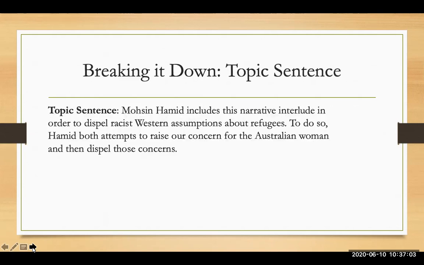So let's break this down. My topic sentence is this. Mohsin Hamid includes this narrative interlude in order to dispel racist assumptions about refugees. And then I have a kind of clarifying sentence, which you may or may not need. To do so, Hamid both attempts to raise our concern for the Australian woman and then dispel those concerns. So it further clarifies what I'm trying to say.